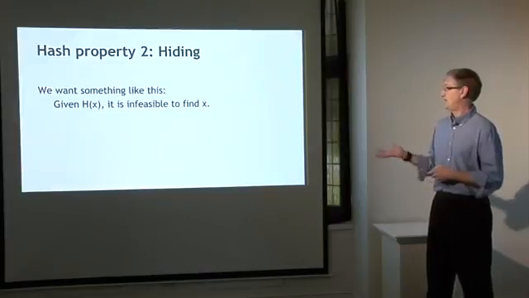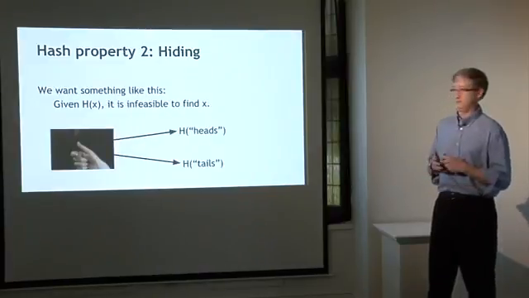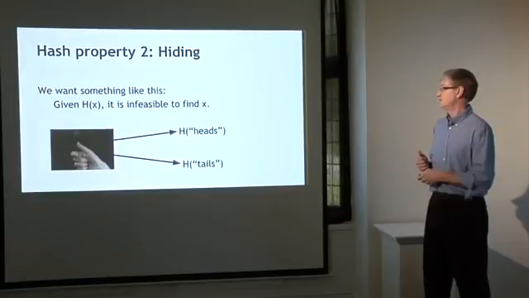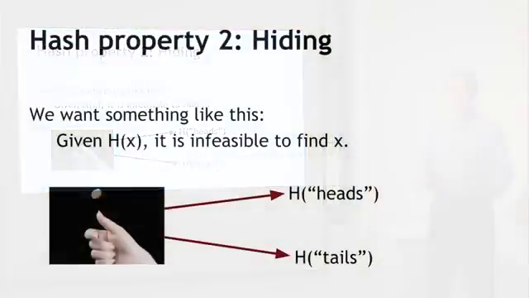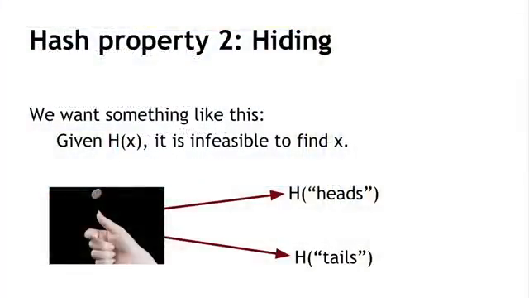And to understand why that's the case, let's look at this example. Here, what we're going to do is an experiment where we flip a coin, and if the result of the coin flip was heads, we're going to return the hash of the string heads, and if the result was tails, we're going to return the hash of the string tails. And now we're going to ask someone who didn't see the coin flip but only saw this hash output to figure out what the string was that was hashed.